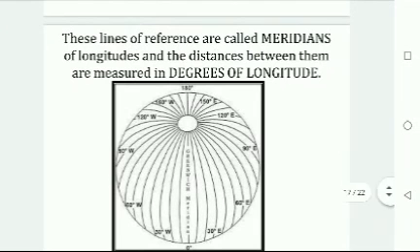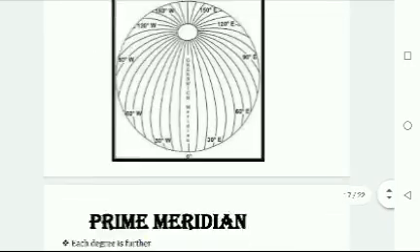So these lines of reference of longitude are known as meridians. Meridians of longitude measure the distances, and they are measured in degrees, known as degrees of longitude.